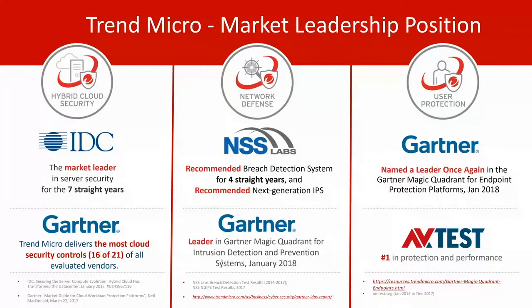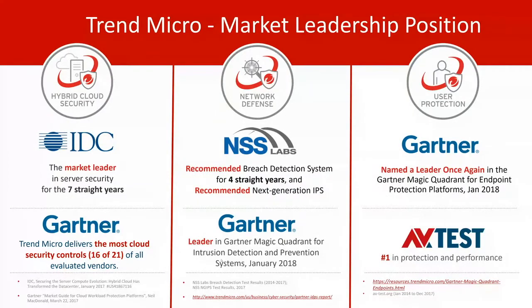As per Gartner, Trend Micro delivers the most cloud security controls, 16 out of 21 of all evaluated vendors. For network defense, NSS Labs recommended Trend Micro's breach detection system for 4 straight years, and recommended next generation IPS, which is TippingPoint actually. Gartner names Trend Micro a leader in the Gartner Magic Quadrant for intrusion detection and prevention systems for January 2018.